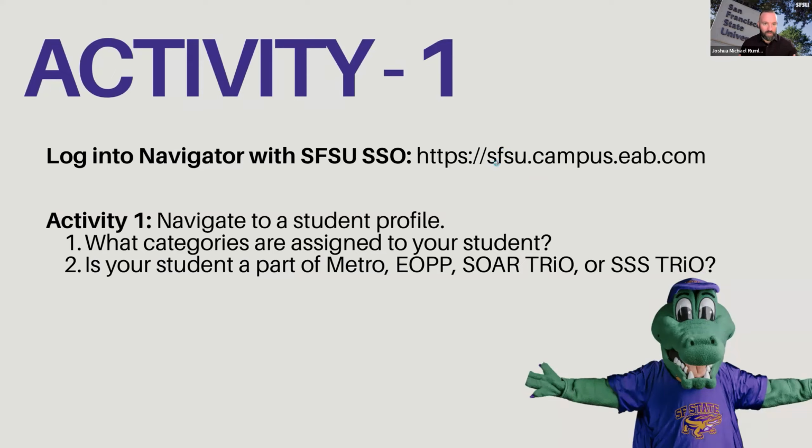But what I want people on the call to do is navigate to a student profile and take a moment to look at the categories that are assigned to a specific student. Can you answer, is the student a part of Metro, EOPP, SOAR Trio, or SSS Trio? So take a moment, log in, and see if you can find the category area and if they're a part of one of those programs.